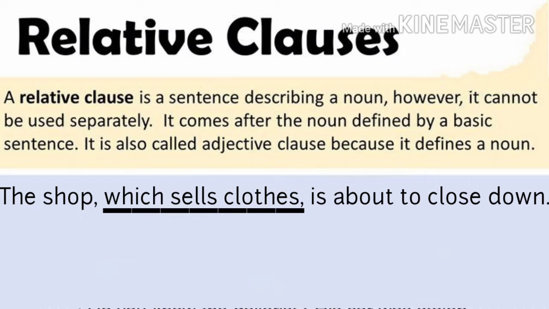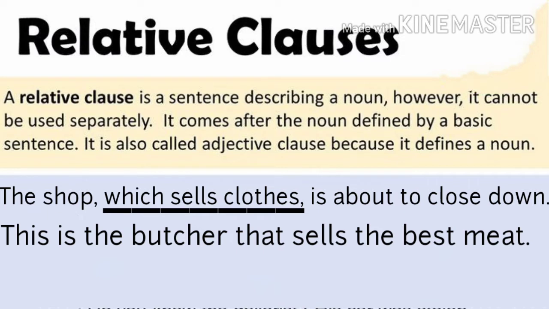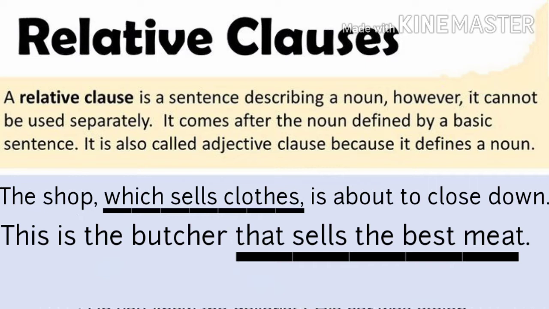Let's see one more example. This is the butcher that sells the best meat. What is the relative clause here? Yes, that sells the best meat is the relative clause. Do you identify any difference between these two sentences? Yes. In the first sentence, we separated the relative clause with commas. In the second sentence, we haven't used any commas. Why?